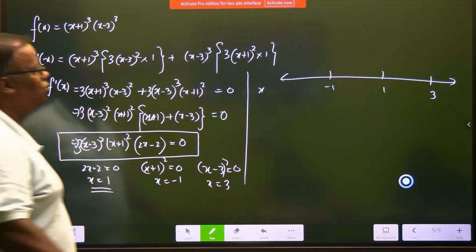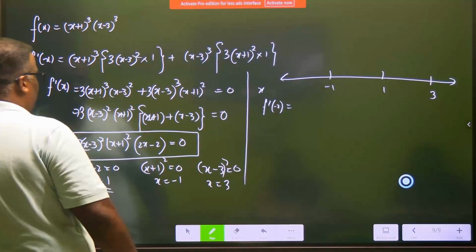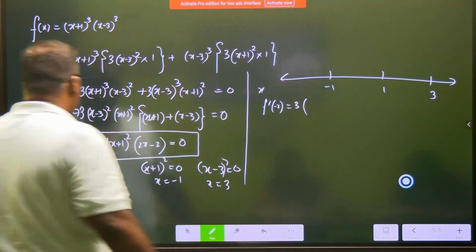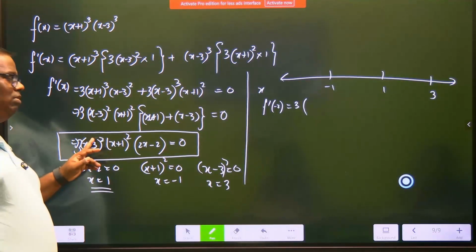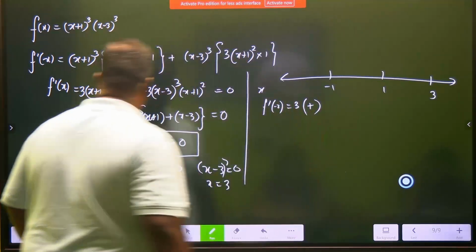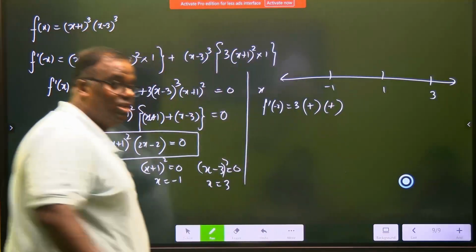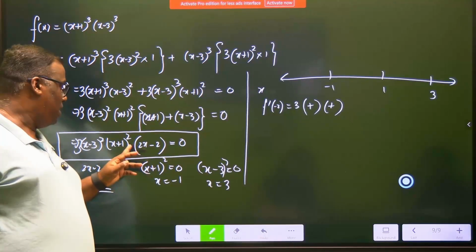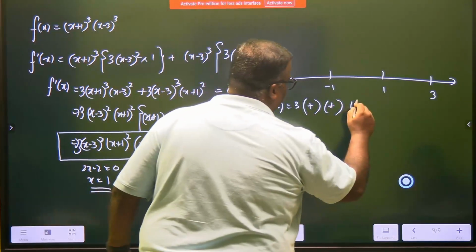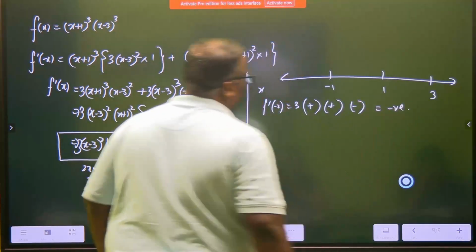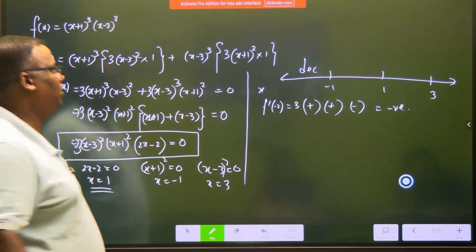Clear? So here what will you test at? Let's say f dash of minus 2. What is the value of f dash minus 2? 3 multiplied by minus 2. Look here, you need not solve all. Minus 2 minus 3 is minus 5, the square will be positive. Whatever is a square term will always be positive. You just need to check here: minus 2 into 2 is minus 4, minus 2 is negative. Finally, the answer is negative, so in this interval the function should show a decreasing trend.